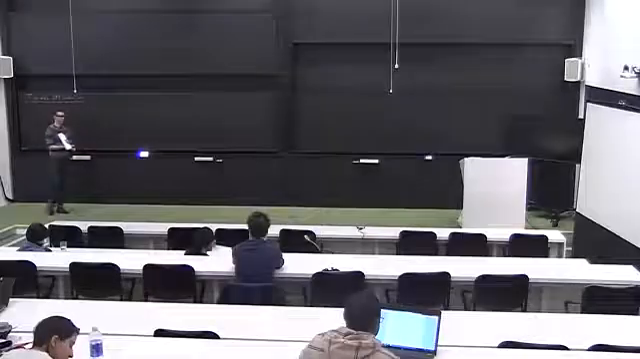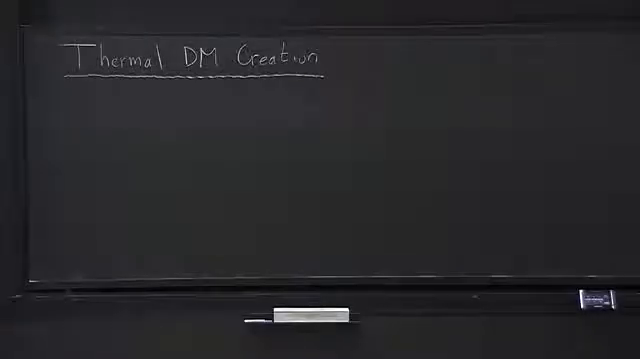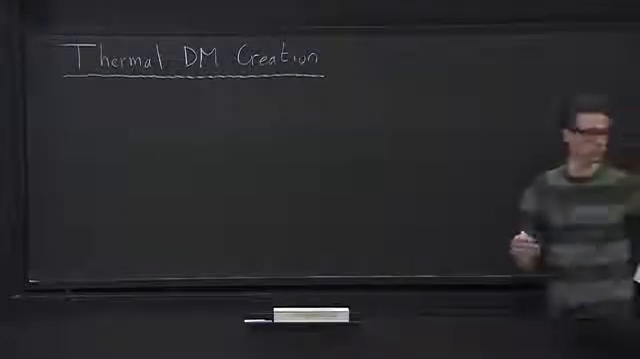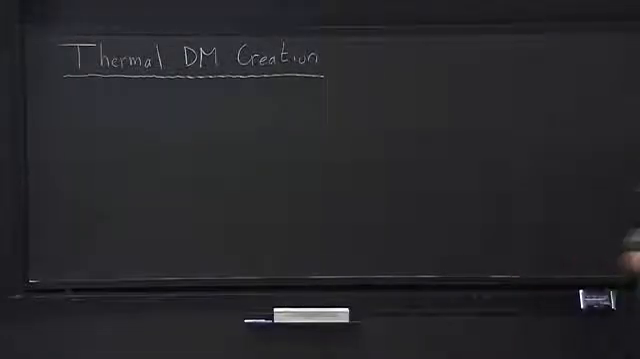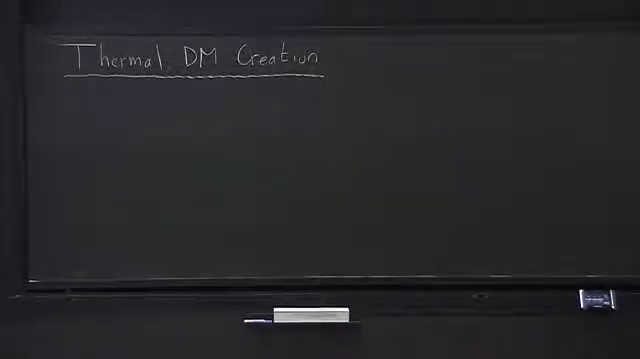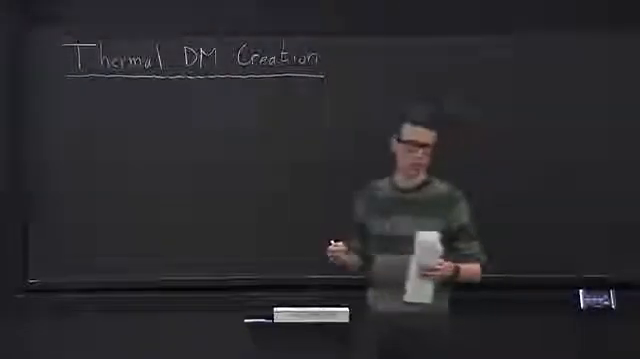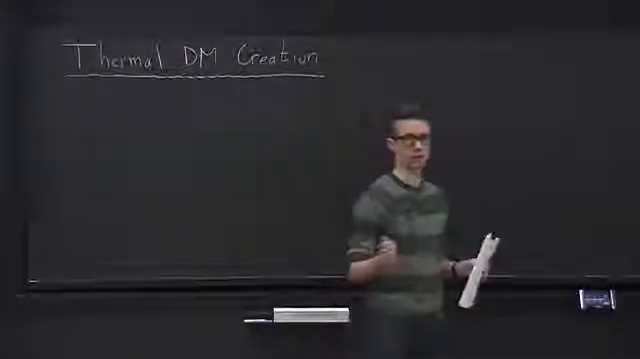To make dark matter, the most popular way, and in some sense the easiest way, is called thermal dark matter creation. The idea is that you start off with a very hot early universe. In a very hot early universe, things bounce around and collide, and you have enough energy that you can more or less create any particle that interacts even a little bit.